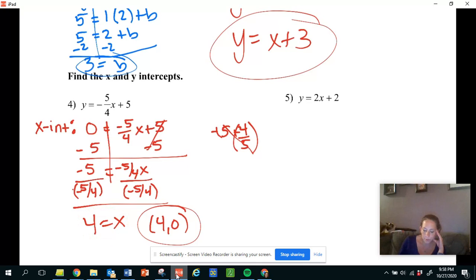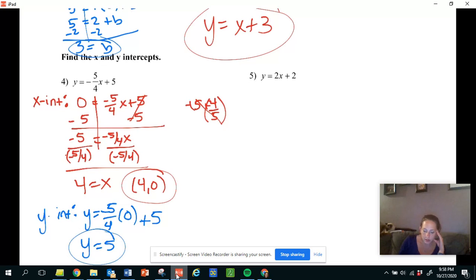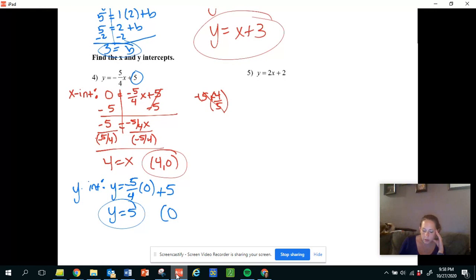To find the y-intercept is super easy. You just plug in 0 for x. Anything times 0 is 0. And, as I've said before, b is the y-intercept. So my y-intercept is the point 0, 5, because it's when x is 0. When x is 0, y is 5 in this case.